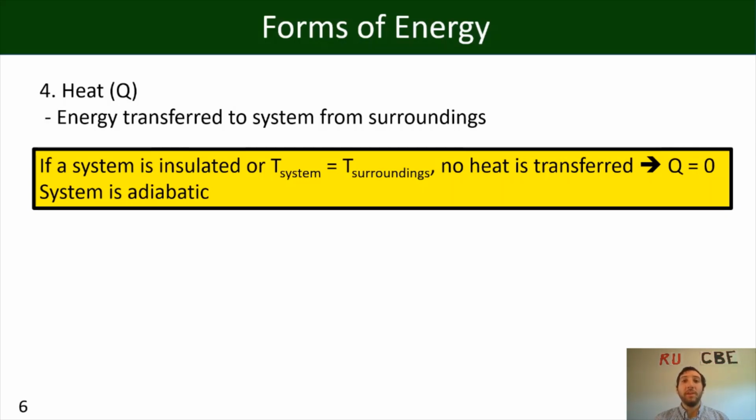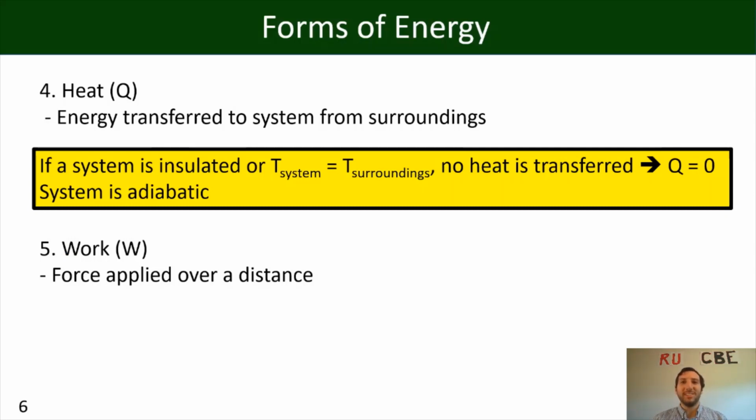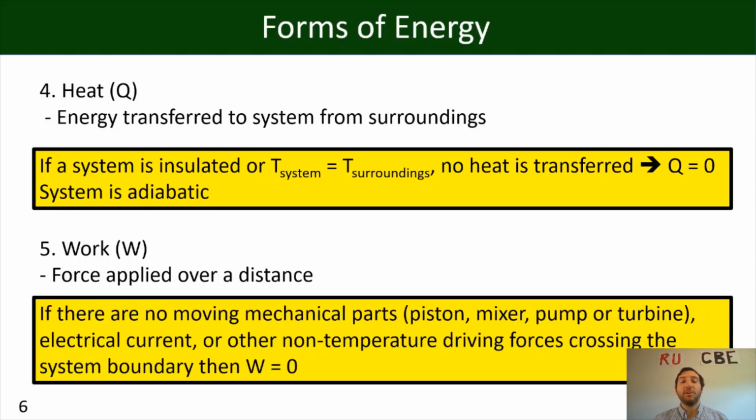And our final form of energy is work, which is something I think you're familiar with, and it's the force applied over a distance. And so for us, there's also some times in which we can assume that our work is going to be zero. So if there are ever no moving mechanical parts, so we have no piston, no mixer, pump, or turbine, there's no electrical current or other non-temperature driving forces crossing the system boundary, then we have our work being equal to zero. And most of the time for all the problems we're going to be working on, the real thing you just want to focus on is finding the words no moving parts. And if you see no moving parts, that's your cue to assume that we have 0 work.